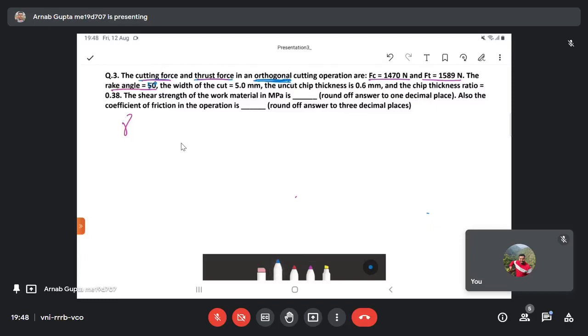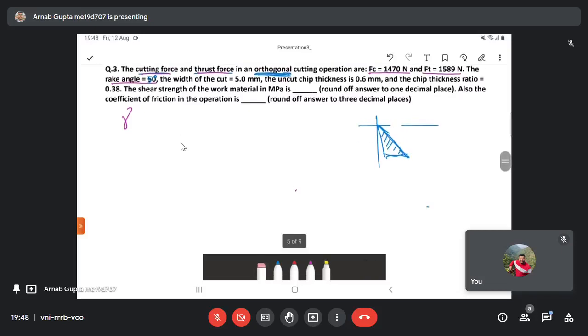So a 50-degree rake angle is huge. You won't be able to incorporate that, right? You can't make your tool like this, it will become very weak. This would be 45 degree, 50 degree will be more, say like this. So this is not suitable for machining, this type of tool. So it will be 5 degree. That is a more plausible value.